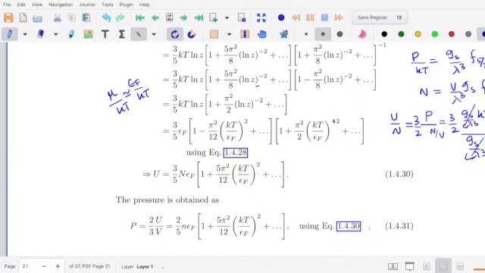At t equal to 0, obviously this would be 3 by 5 n epsilon f, and so variation from t equal to 0 is the one that is giving rise to this term.